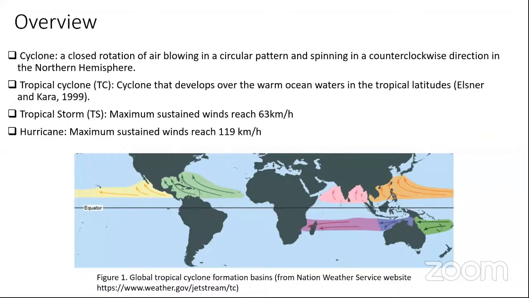Below the figure, we can see the global tropical cyclone formation basins. For my study, I mainly examine the hurricanes in the North Atlantic Basin, mainly in this green area. That includes the North Atlantic Ocean, the Gulf of Mexico, and also the Caribbean Sea.